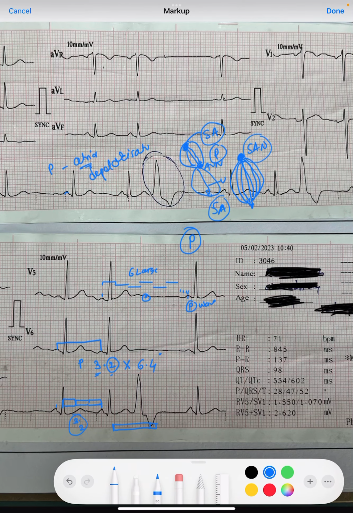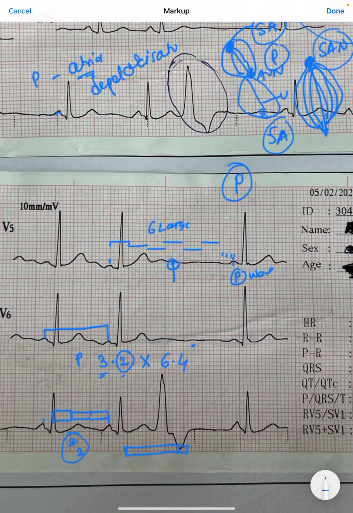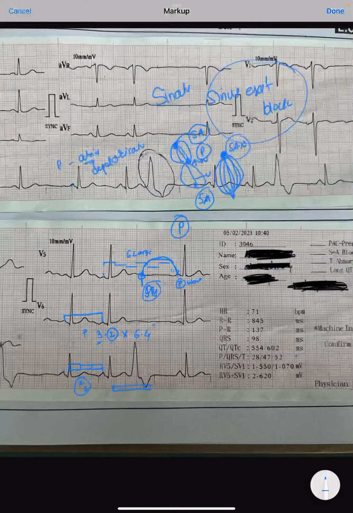So what we call it is sinoatrial block, or P wave block, or sinus exit block. We call it a sinus exit block because the P wave failed to exit from the sinoatrial node. That is the reason why it is not visible. So as P is not there, QRS will not be there. But exactly after that particular time, the next P will come and the QRS will rejoin.